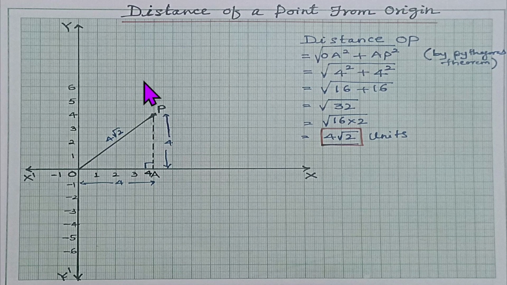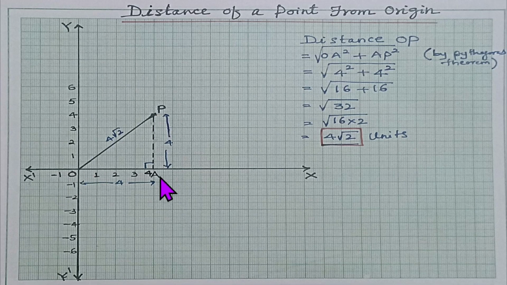Now coming to the next point, the distance of a point from origin. So we have a point P in a coordinate plane. Now O is the origin. We have to find the distance OP. Now to find the distance OP, drop a perpendicular PA to x-axis, that is OX, and we get a triangle OAP, which is a right angle triangle. And by applying Pythagoras theorem, OP square is equal to OA square plus AP square, we can find OP. Let us see how to do it.